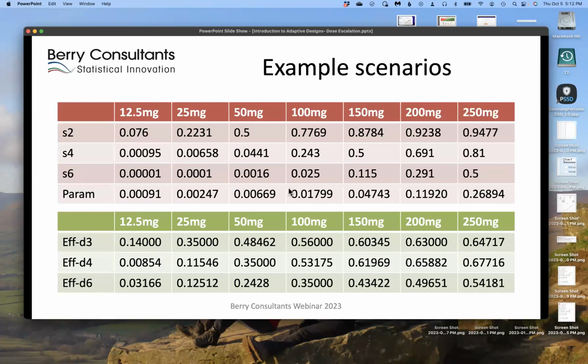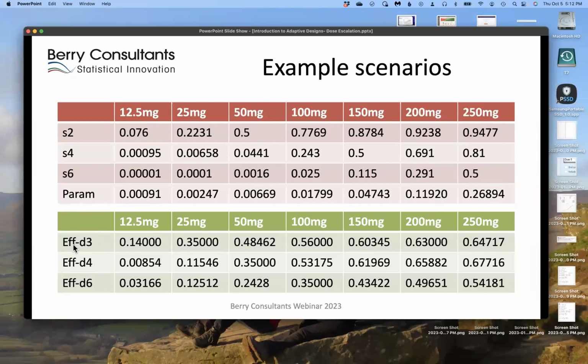I'll create some scenarios. Those are the numbers. A bit hard to make head or tail of what's going on, but the clue is in the scenario name. So the first table are my toxicity scenarios, and the lower table are my efficacy scenarios. And S2 means that the target dose is dose 2. S4 is the target dose is the 4th dose, in other words, that's the MTD. S6, the MTD is the 6th dose. These were hand entered, and the parametric example actually has the MTD at the top, the 7th dose.